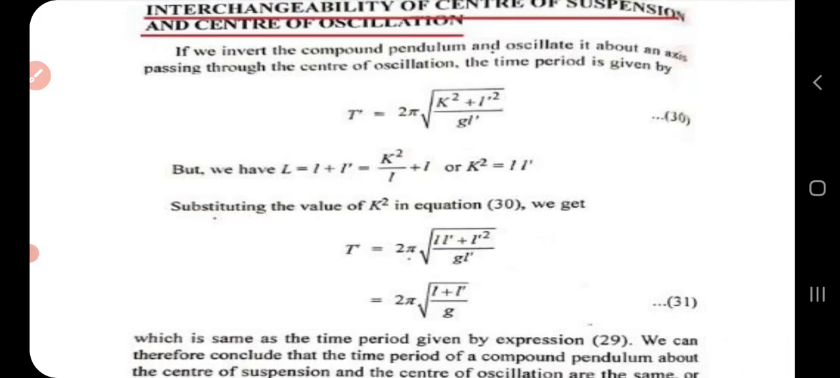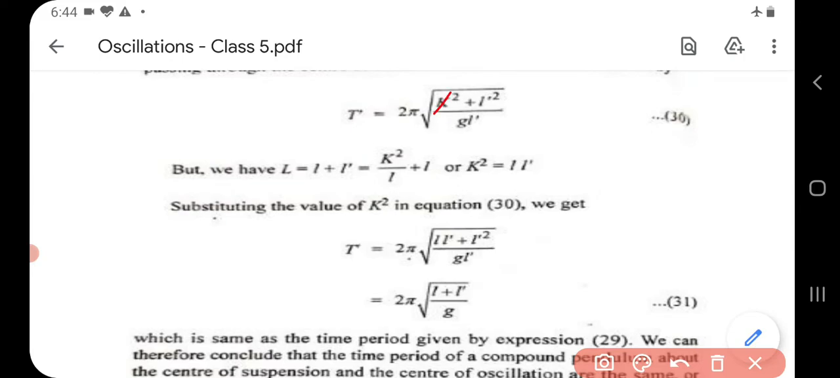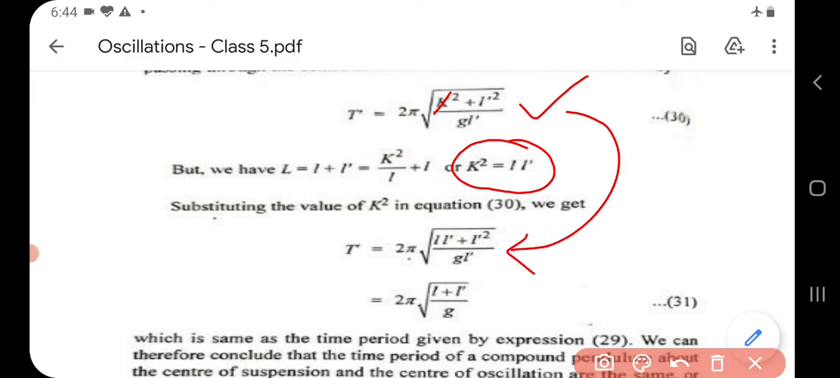Now in place of this k², you substitute the value l l'. Then this expression will become like this. Then dividing throughout by l, you get the final expression for T as T = 2π√((l + l')/g). This is the expression that you have now got for the time period about the center of oscillation.